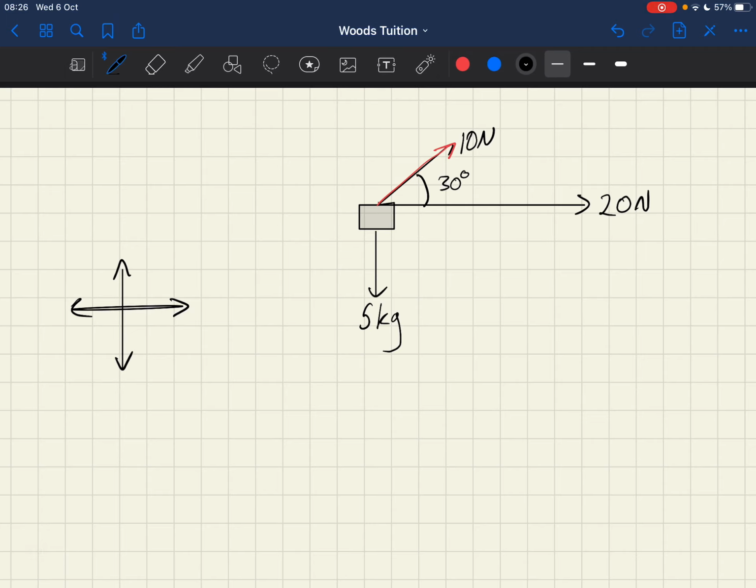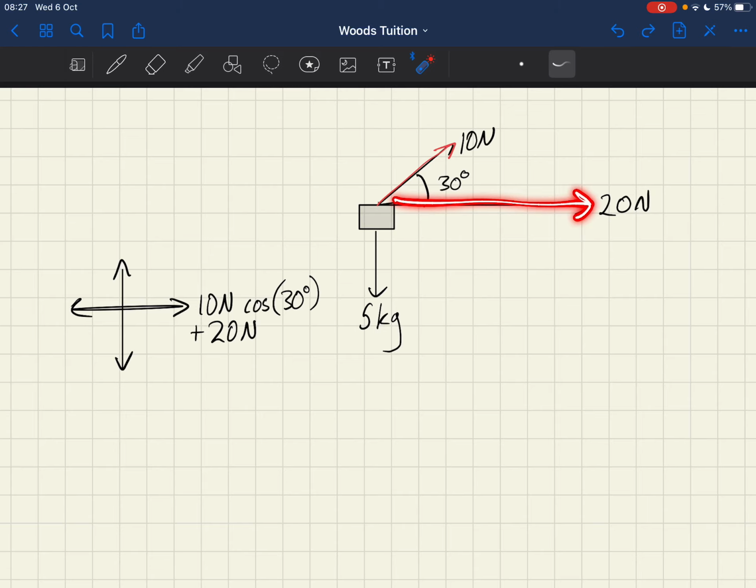To find the component closing the angle, that will be the horizontal component. So that will be 10 newtons cosine, cos for close, of 30 degrees. And then there is also this 20 newton horizontal, so we just add that. So the total going to the right will be, sorry, I don't know why I've written that, it's just 20 newtons going to the right, because that there is 20 newtons. And then this here, which is being closed, is 10 cos 30. So it's 10 cos 30 plus 20 newtons.